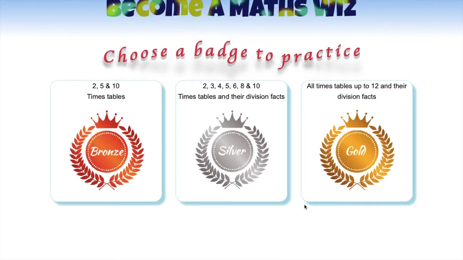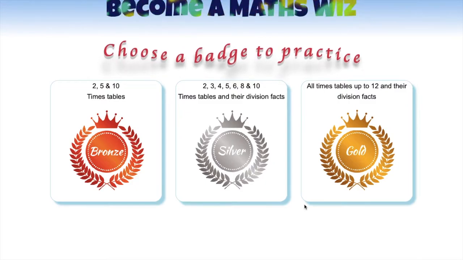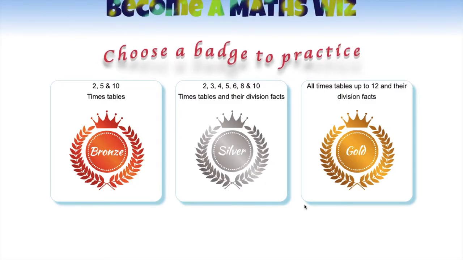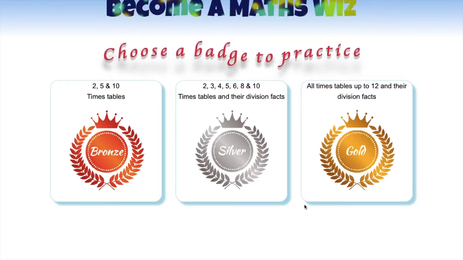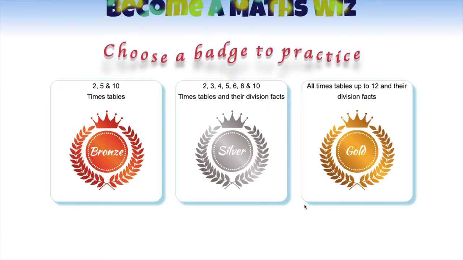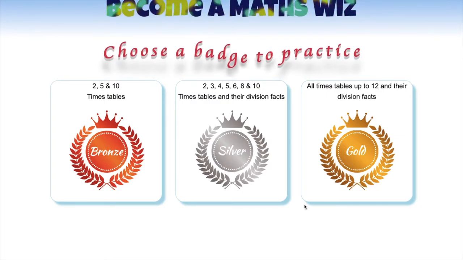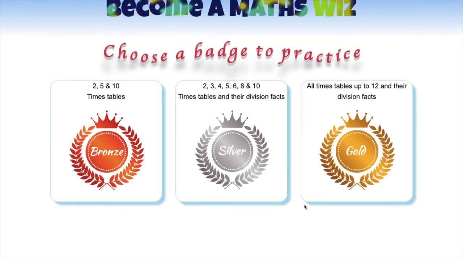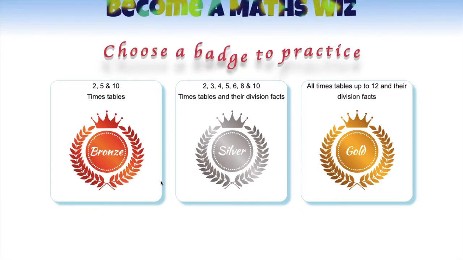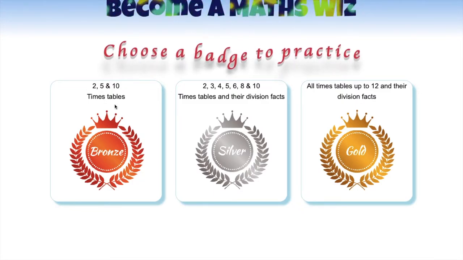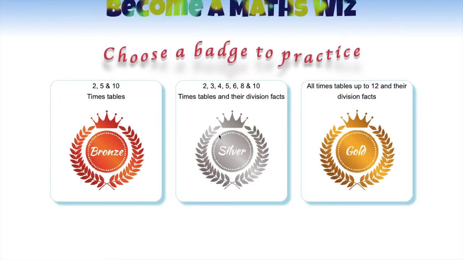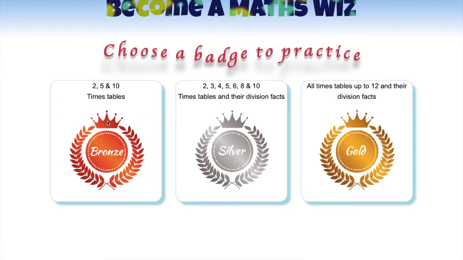been watching me play Become a Maths Whiz. I was having a go at the gold questions there. And this is just quite a simple JavaScript game I've created to help my son with his bronze, silver, and gold badges at his school. They have these bronze, silver, and gold badges, and you can obtain one by showing competence in the relevant times tables that relate to that badge.